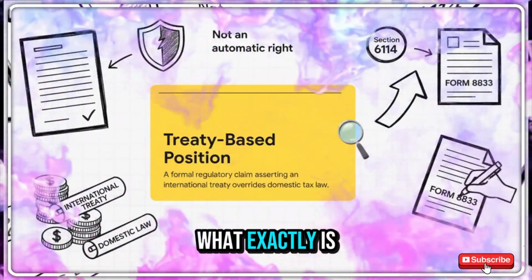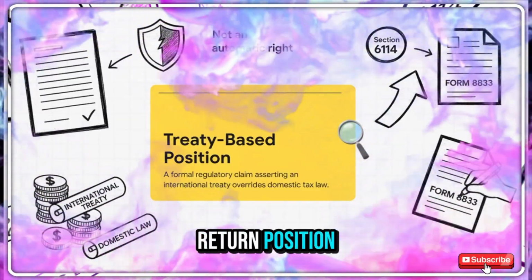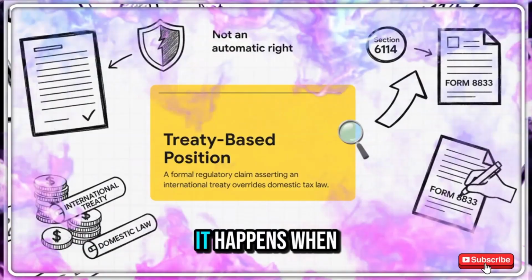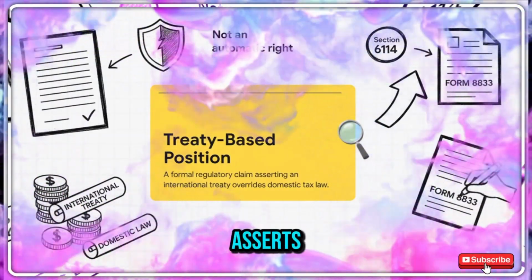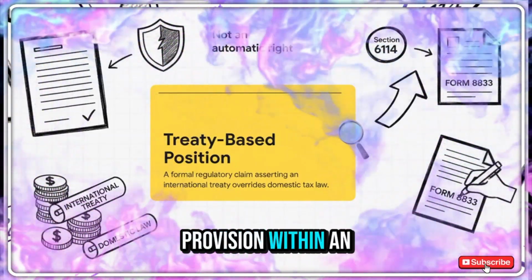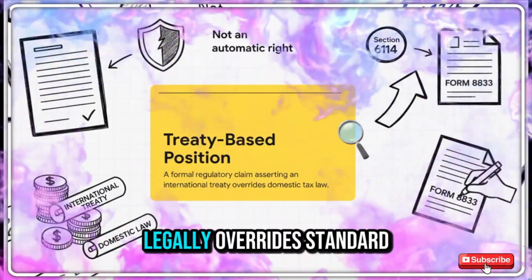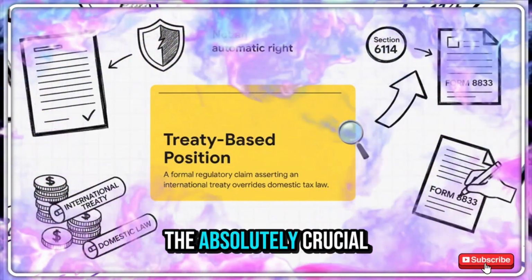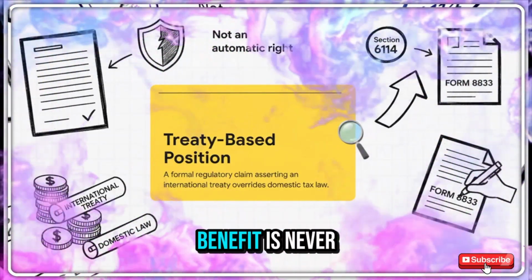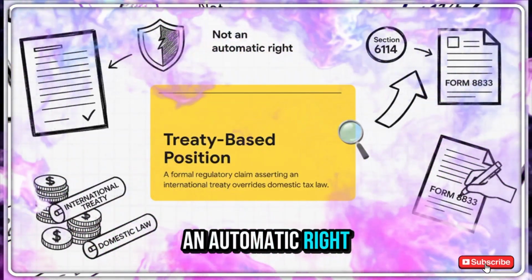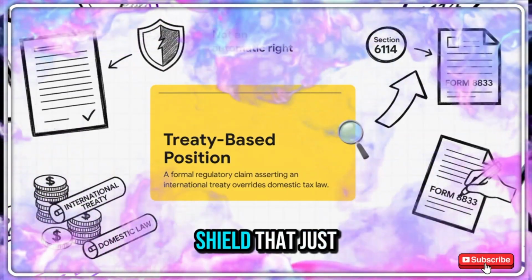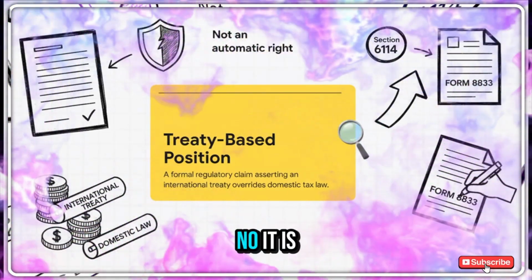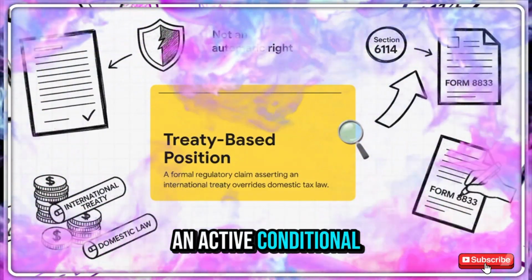What exactly is a treaty-based return position? At its core, it's a formalized regulatory claim. It happens when a taxpayer actively asserts that a specific provision within an international treaty legally overrides standard domestic tax law. The absolutely crucial point here is that a treaty benefit is never an automatic right. It's not some self-executing shield that just magically applies in the background while you go about your day. No, it is an active, conditional election.